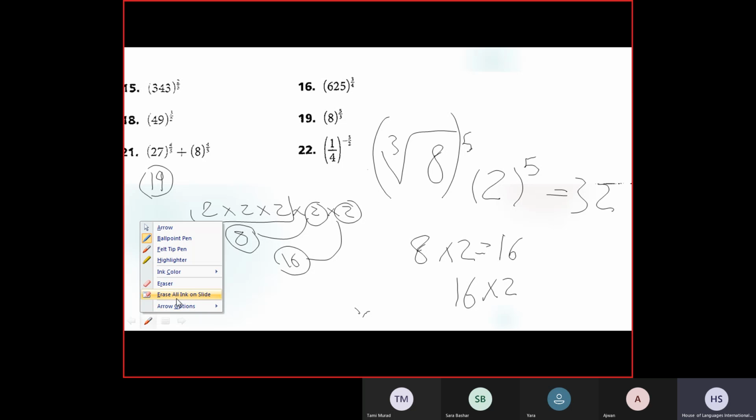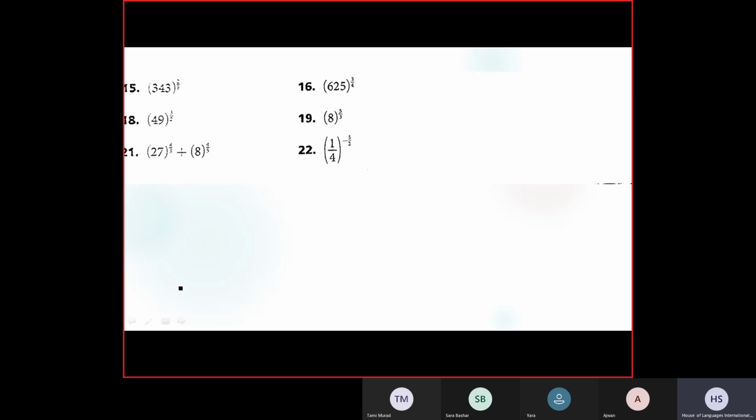I'll solve it mentally, some of them. When I was in grade 7, I could not show. Yeah, number 21. Now look at this one here. Here what do we have? 27 to the 4 over 3.